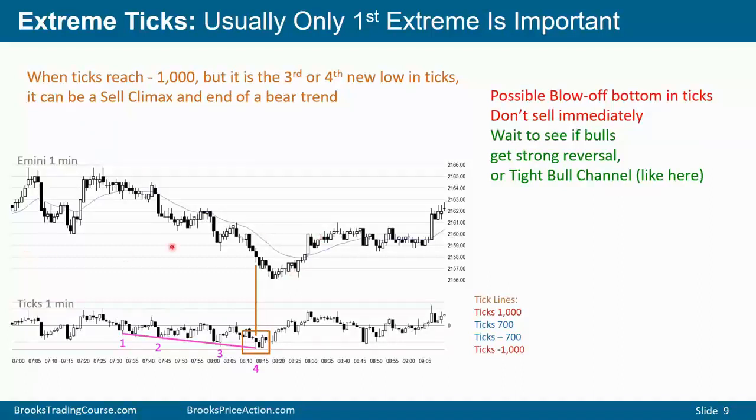Again, a low tick reading, minus 1,000, late in a trend, especially a trend that's stair-stepping down either in price or in ticks, there's a higher chance that it is a climactic end of the trend rather than an acceleration into an even stronger trend.